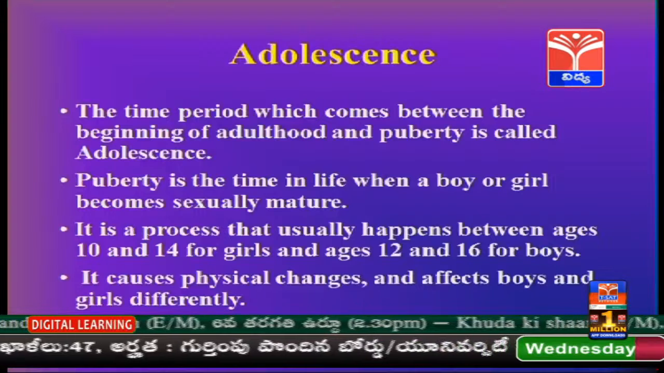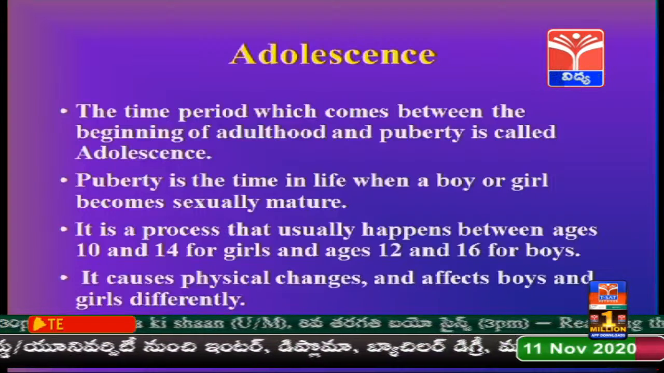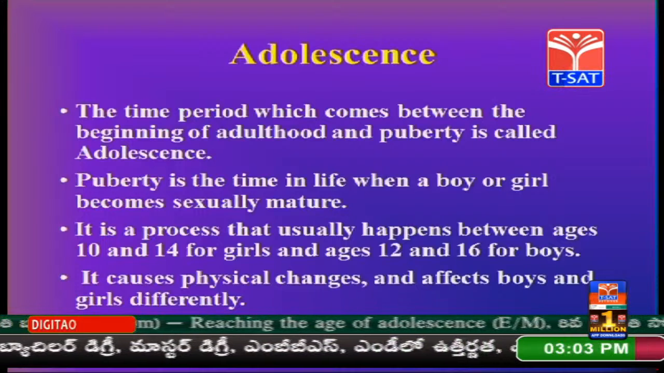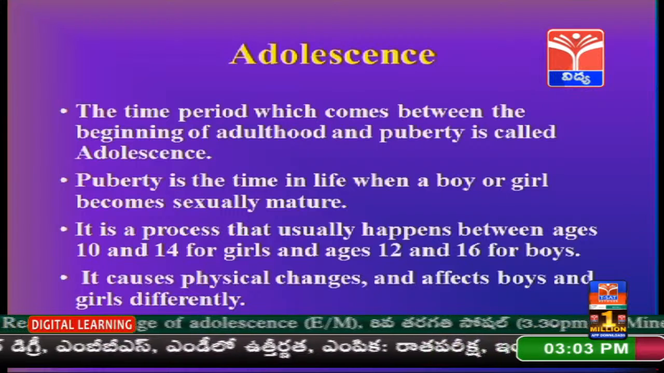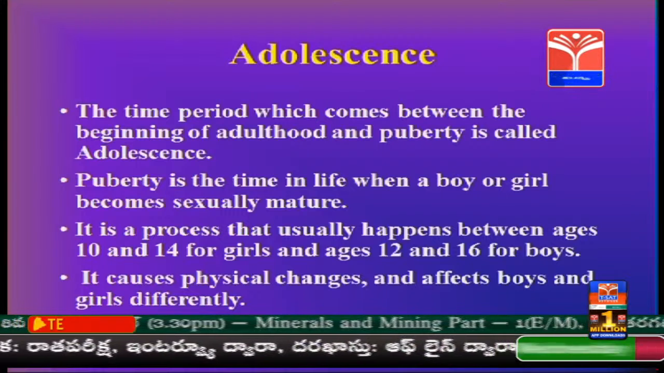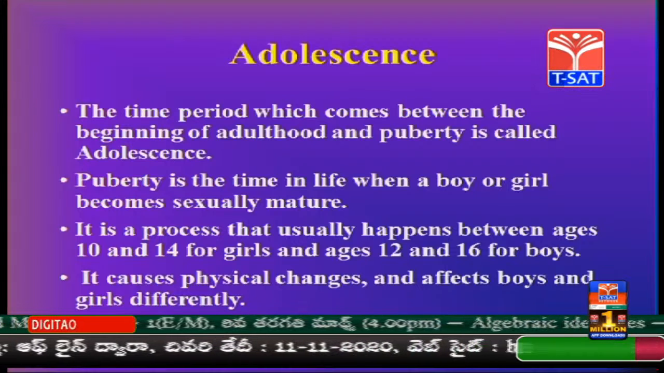What is adolescence, children? The time period which comes between the beginning of adulthood and puberty is called adolescence. Then what is puberty, children? Puberty is the time in life when a boy or a girl becomes sexually mature.